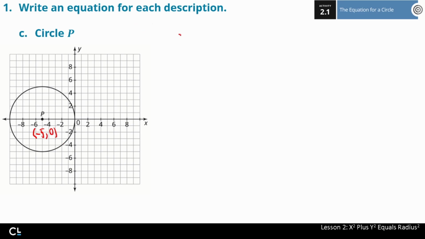So the center is negative 5, comma, 0. And now we need to figure out my radius, and we could just calculate the radius. Or by calculate, I mean count. So we could just count the radius. It goes from the center, 1, 2, 3, 4, 5. So the radius is 5. Oh, I'm having a hard time drawing my 5s today. 5 units. And with this information, we can now plug everything in.